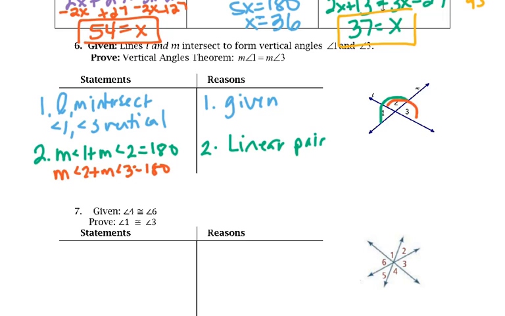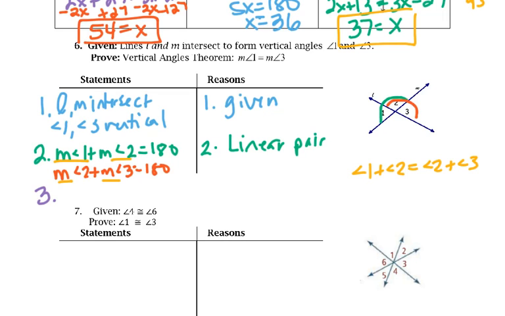Okay? Now, when you're doing proofs, you have to get creative and think around in circles and think, well, how can I get to where I'm supposed to be? I'm trying to prove that 1 and 3 are the same. If you look at what you have in statement number 2, I have that 1 plus 2 is 180. 2 plus 3 is 180. So if you think about it, if I say angle 1 plus angle 2 is the same thing as angle 2 plus angle 3, how could I prove that angle 1 was congruent to angle 3?